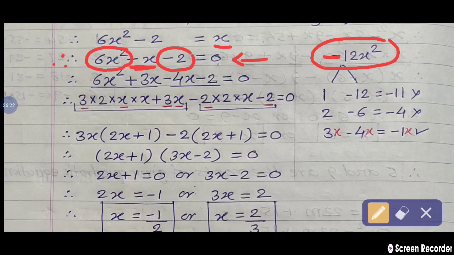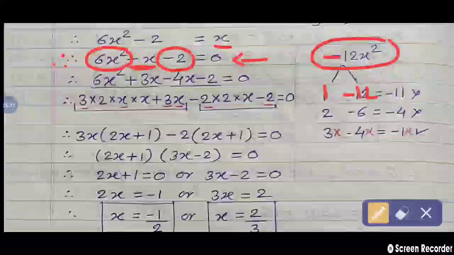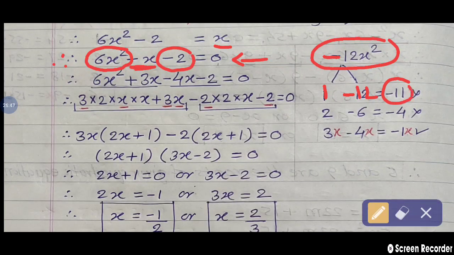So 12. Start from always 1. 1 multiplied by which number gives 12? 1 multiplied by 12 means 12. But we require the product minus and the sum also minus. So the bigger number is having the minus sign. So 1 multiplied by minus 12, obviously we get the product minus 12. And we make the addition, 1 minus 12. So what is the answer? Minus 11. But we require only minus 1. That is our sum. So this is not the factor.